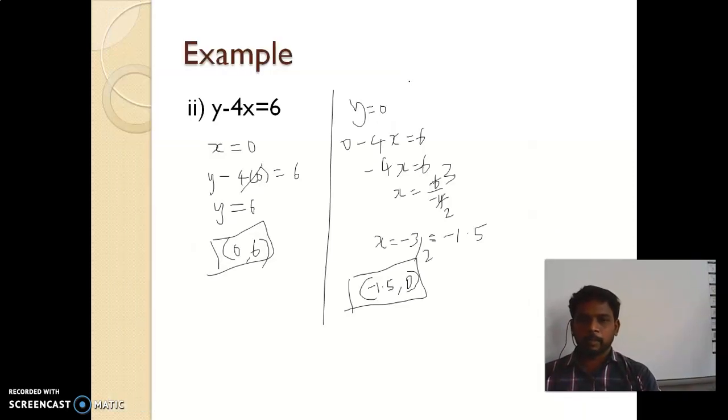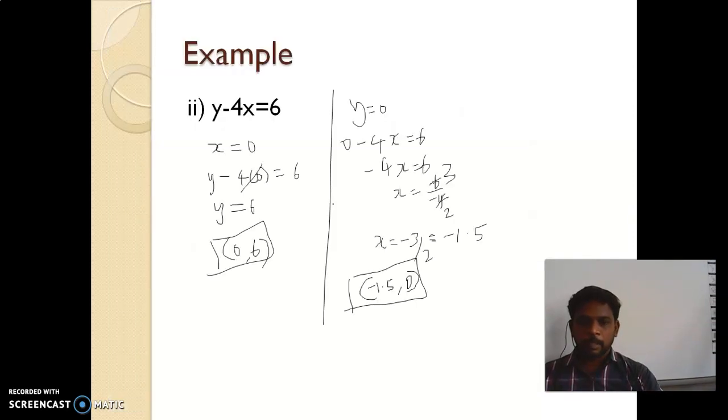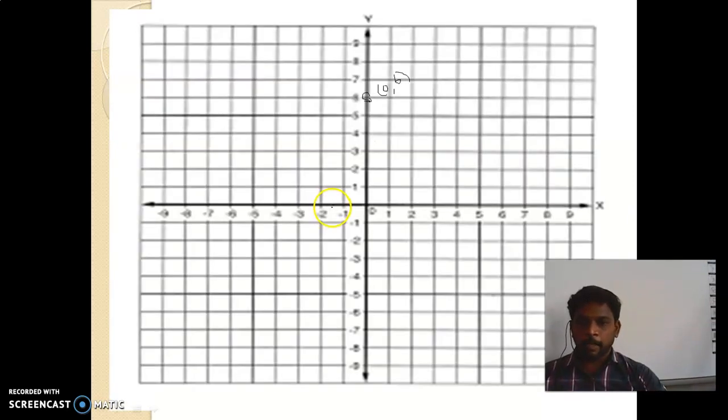And what is the next point? (-1.5, 0). So x value is minus 1.5 and y value is 0. Minus 1.5, the x value is negative, so on the left-hand side. Minus 1.5 means here minus 1, here minus 2, so definitely it will be here. So (-1.5, 0) will lie on the line itself. So this position is nothing but (-1.5, 0). You should write the solution like this.